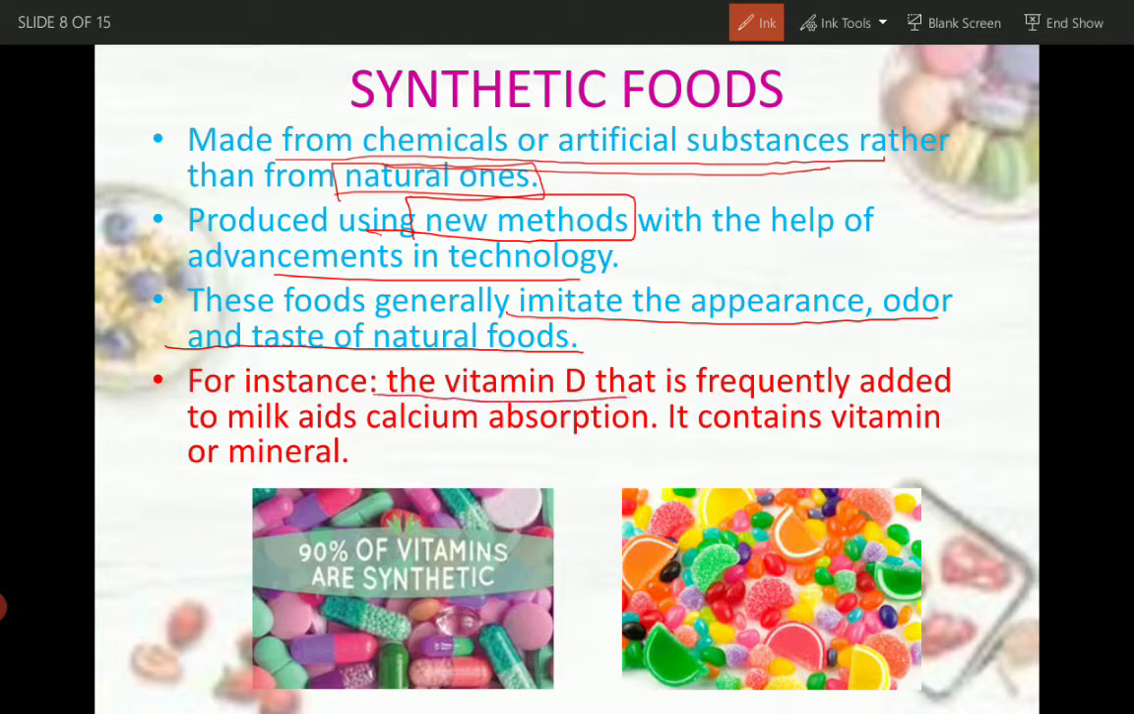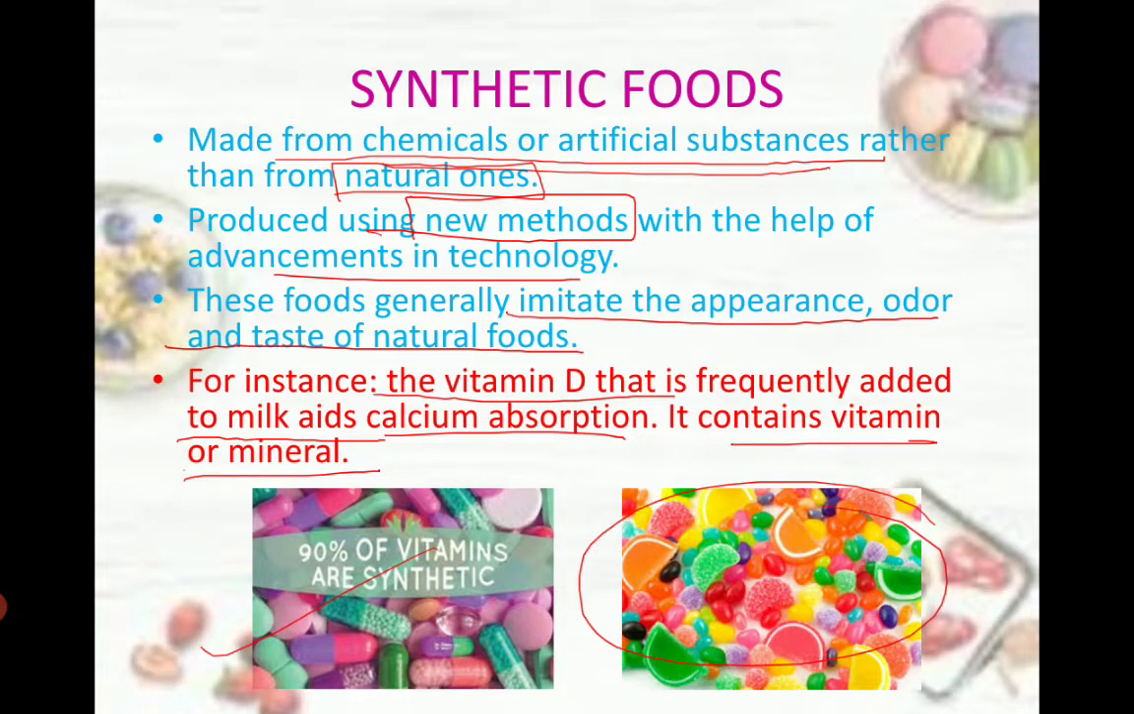For example, vitamin D that is frequently added to milk aids calcium absorption. So it contains vitamins or minerals. This is added to it. It is not there originally. Okay. So 90% of the vitamins nowadays which are prescribed by the doctors are synthetic. These candies, colors which are used, these are all synthetic foods.